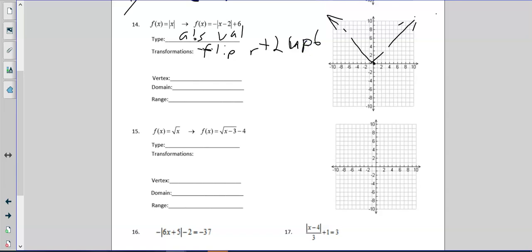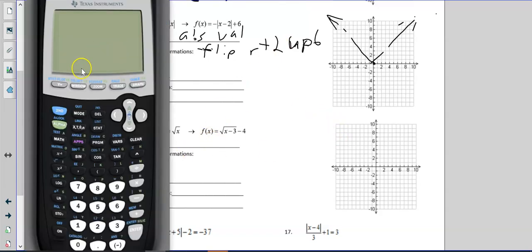Okay, so this is one I would definitely suggest you use a calculator on, just to make it easy on yourself. So you go up here, go to y equals. We still have the absolute value there. We're just going to go down to number 2 and clear it out. Okay, and then we're going to put in, use the gray negative key, math, absolute value, x -2 +6.